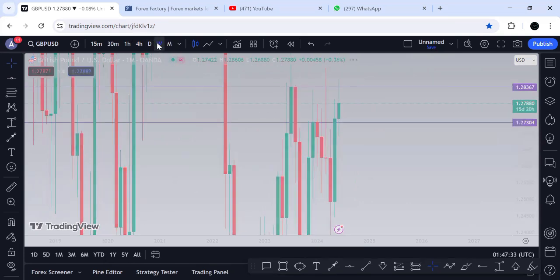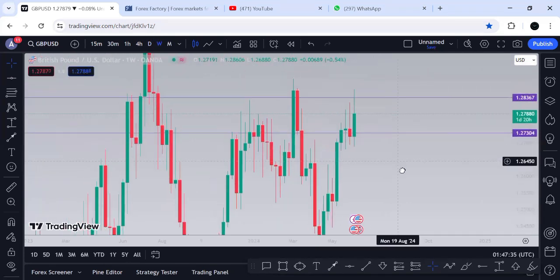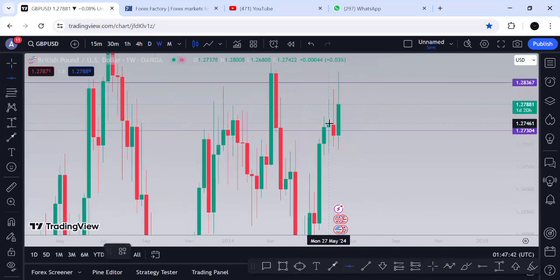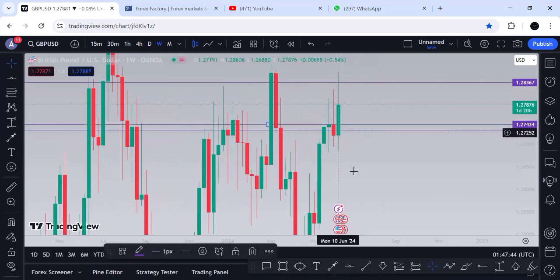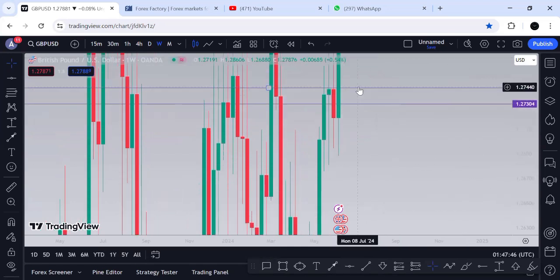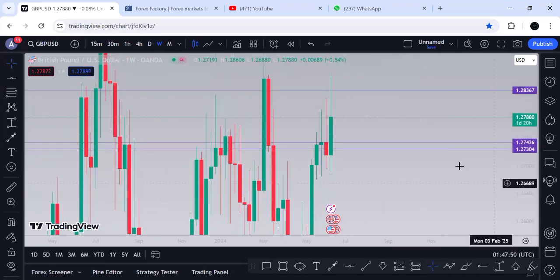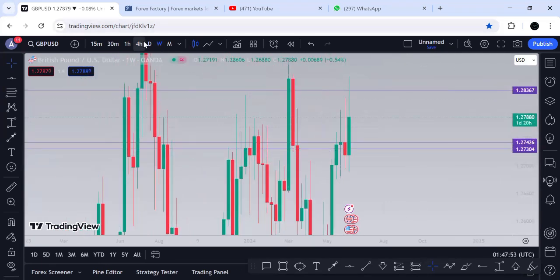After that, I'll move to my weekly time frame. On the weekly time frame, this is the weekly candle, the candle that we took the buy on. On the weekly time frame, we had a resistance over here. This is the only thing I'm going to check on the weekly time frame. So let's move to the daily time frame.